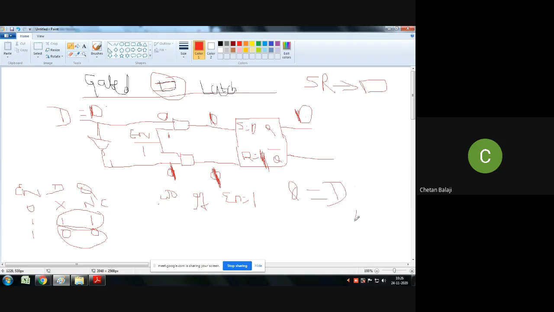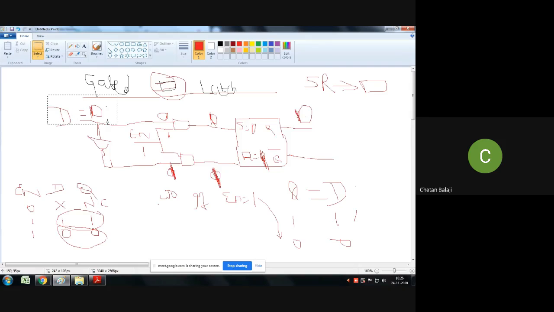If enable equals 1, Q is equal to D. That means if D is 1, Q is 1. D is 0, Q is 0. With the condition enable equals 1. Okay, so this is the first thing. This is the next thing.